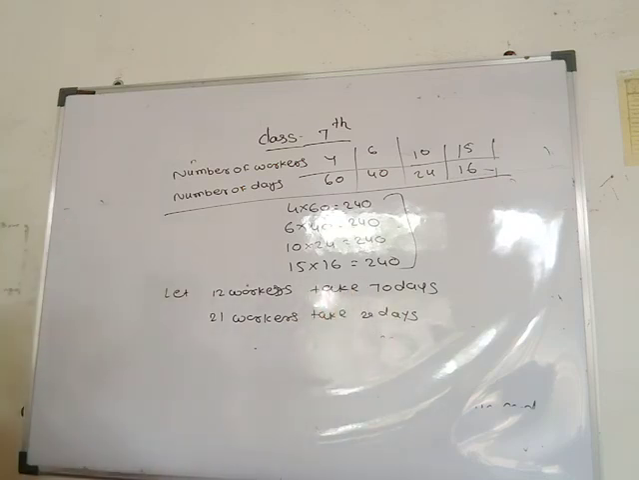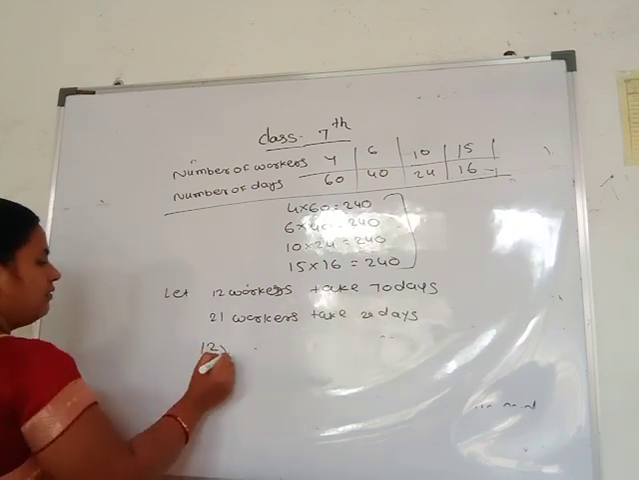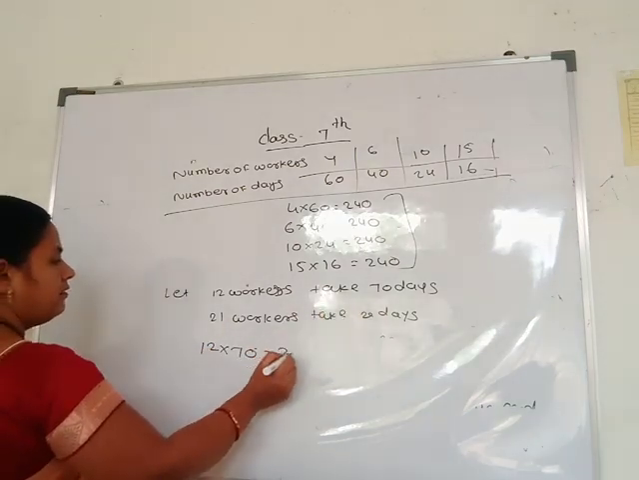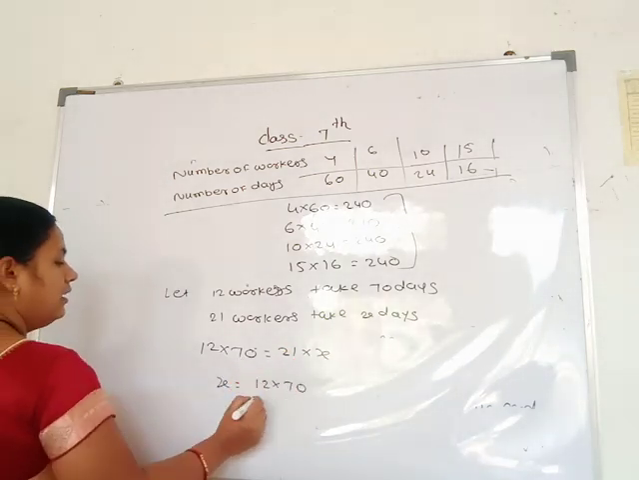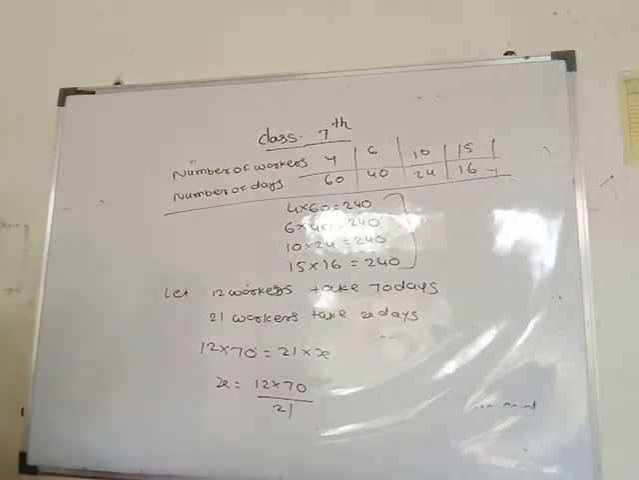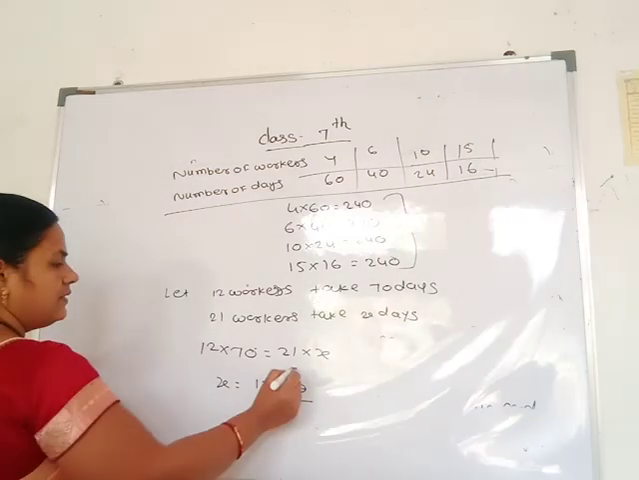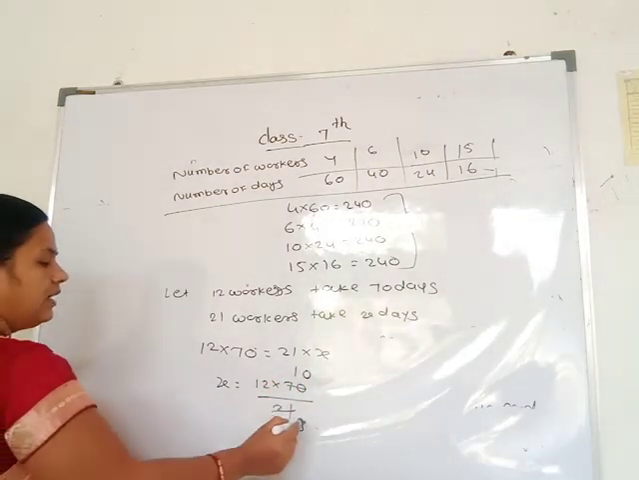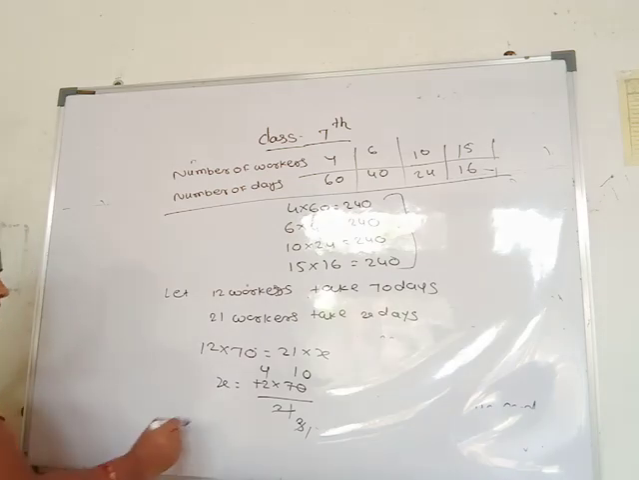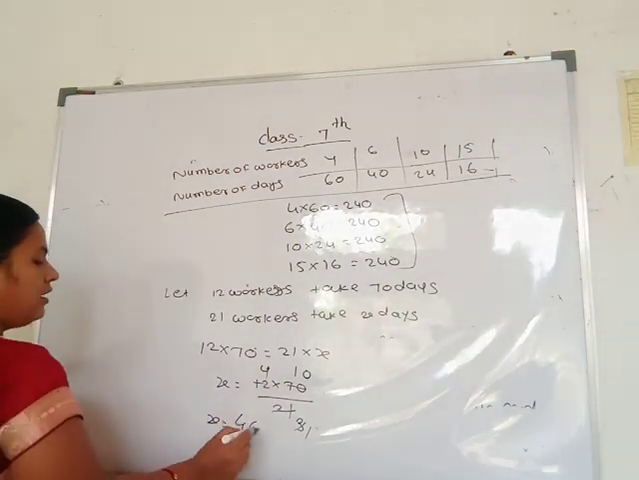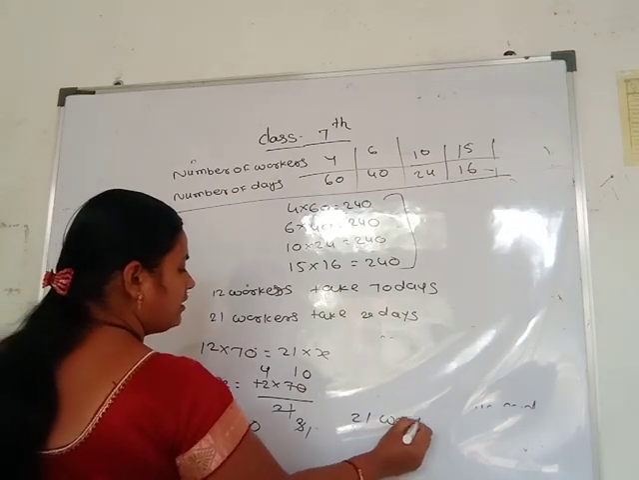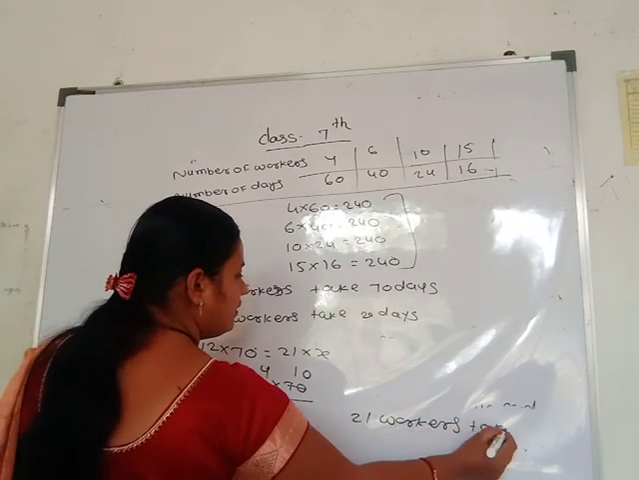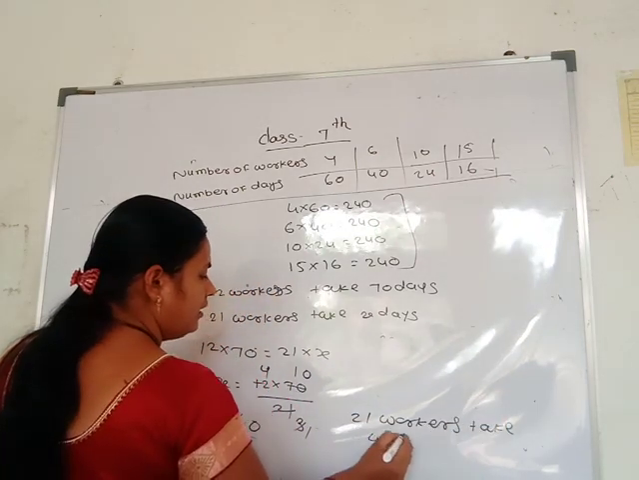Then do multiplication. 12 into 70 is equal to 21 into x. Then x is equal to 12 into 70 divided by 21. 7 1s are 7, 7 3s are 21, and 3 1s are 3, 3 4s are 12. So x is equal to 10 4s are 40. So 21 workers take 40 days.